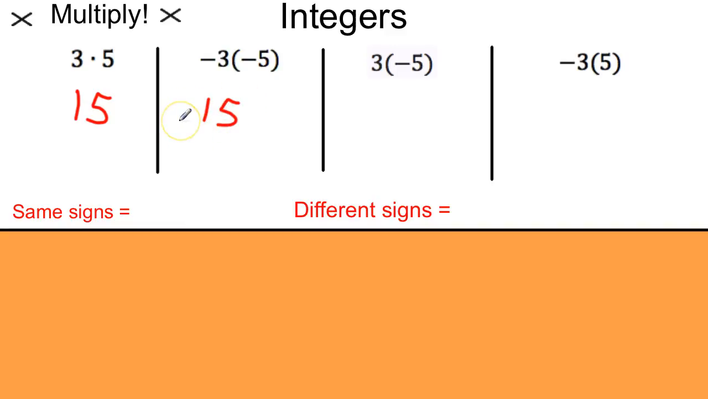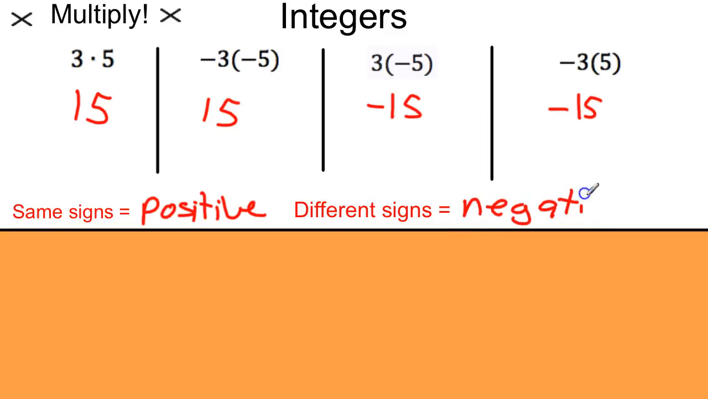The rule for multiplying integers, when you have 2 positives or 2 negatives, the answer is going to be a positive number. So if the signs are the same, both positive or both negative, it will be a positive number. Over here, 3 times negative 5, that's negative 15. Negative 3 times 5 is also negative 15. So if you have different signs, your answer will be negative. So that is a trick to doing multiplication with positive and negative numbers.